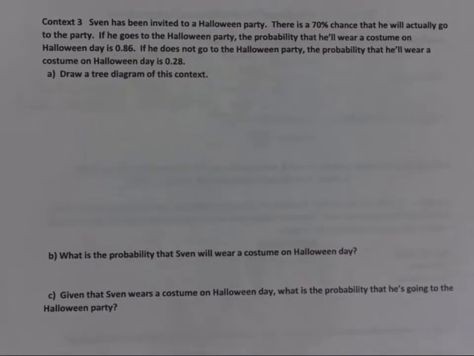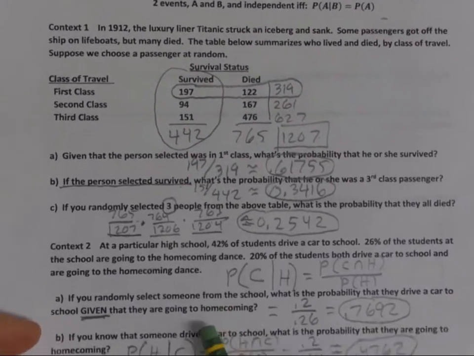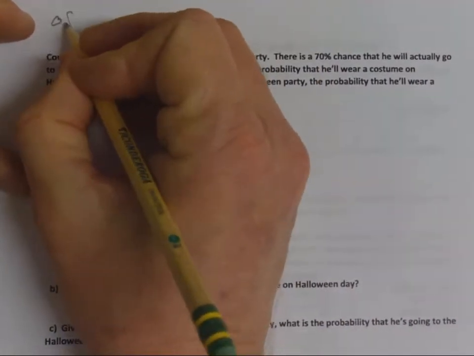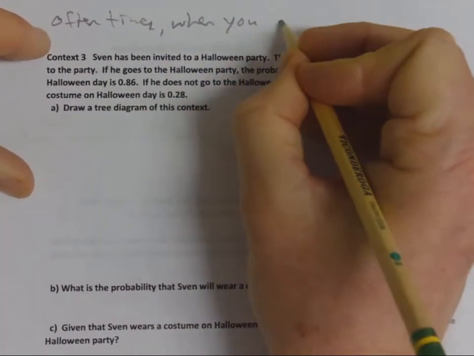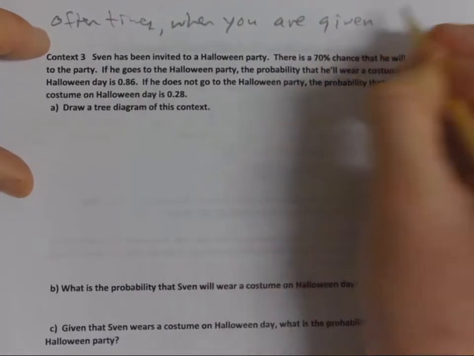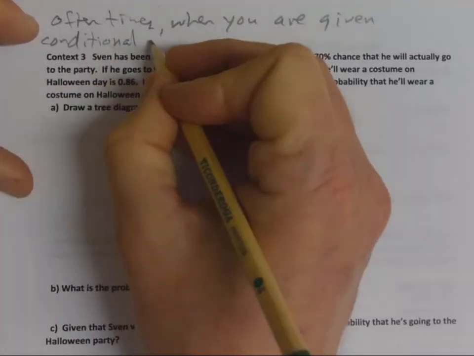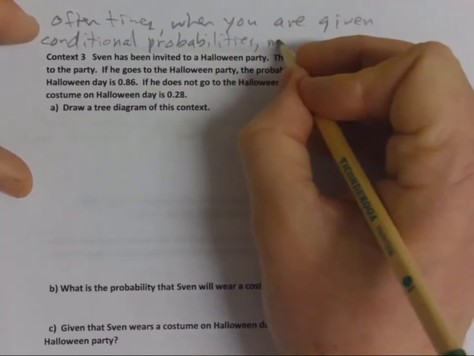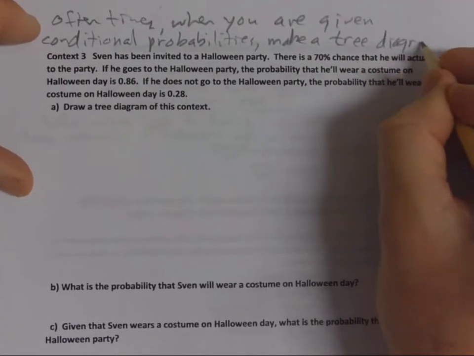Very frequently, when you're given conditional probabilities, in other words, the probability of one thing given another, make a tree diagram. Make a tree diagram.